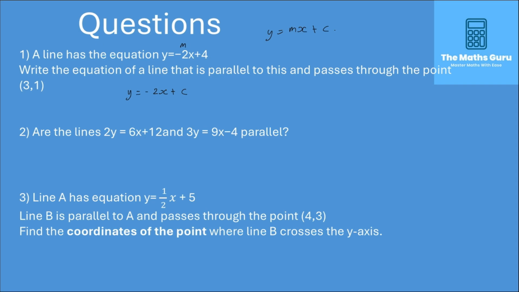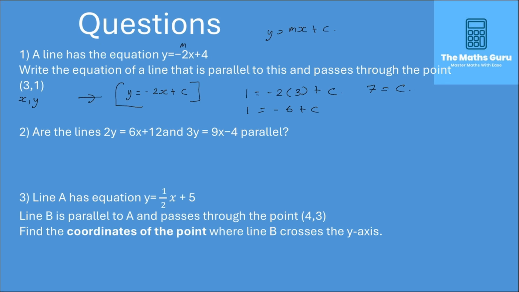Now we're told a coordinate. How we use this coordinate is to label the first number x, and the second number y. What we do here is we look at our general formula with the gradient and we plug in our values of x and y to specify the line. So plugging this in, we're going to get 1 equals minus 2 times 3 plus c. Now, expanding our bracket here, we get 1 is equal to minus 6 plus c. Adding 6 on both sides, we're going to get 7 is equal to c.